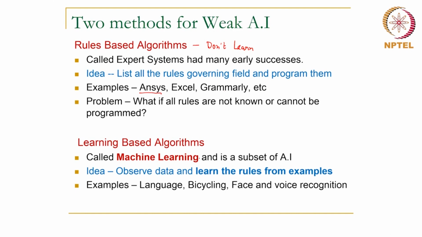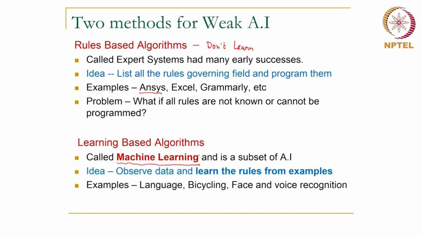This is where we are going to focus our attention, and even within that, a very small subset. Typically machine learning is a small subset of AI. The idea is to observe data and learn the rules from the examples. For example, if you are bicycling, the only way to teach somebody is to say, get on the cycle, you hold that person, and when that person falls or loses balance, they implicitly learn something. So typically learning is implicit here, and we can't quite articulate what has happened.